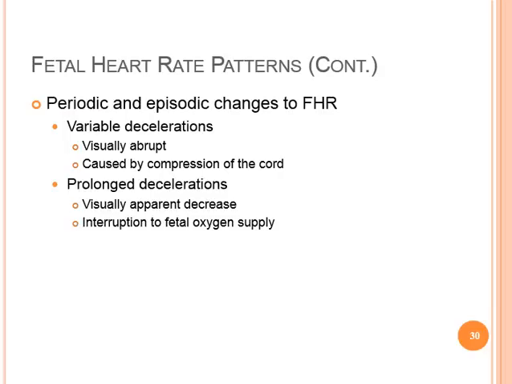Examples of conditions that can cause an interruption in the fetal oxygen supply long enough to produce a prolonged deceleration include maternal hypotension, uterine tachysystole or rupture. And uterine tachysystole is just when the mom is contracting and she's not getting a break. There's no relaxation phase. Extreme placental insufficiency and prolonged cord compression or prolapse of the cord.